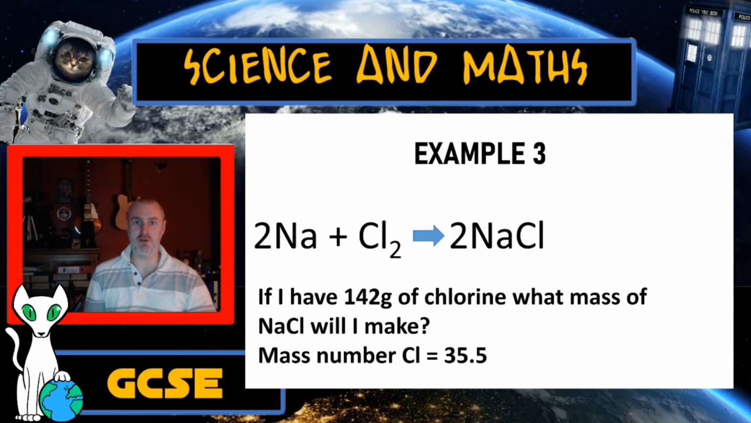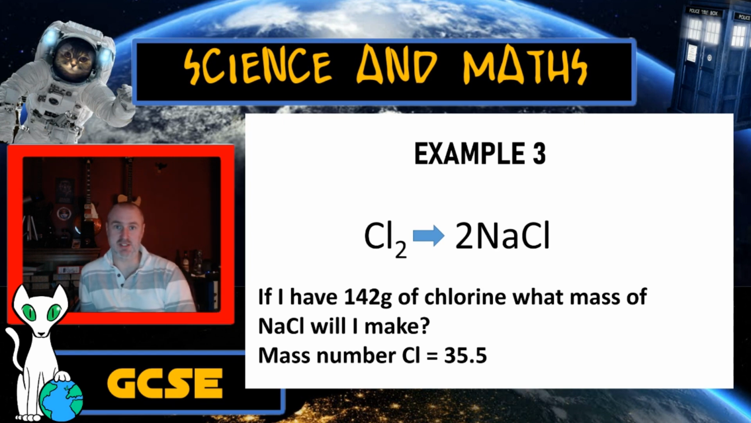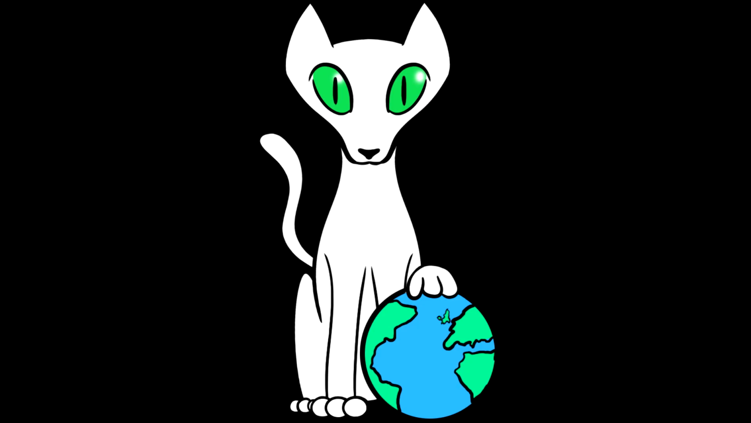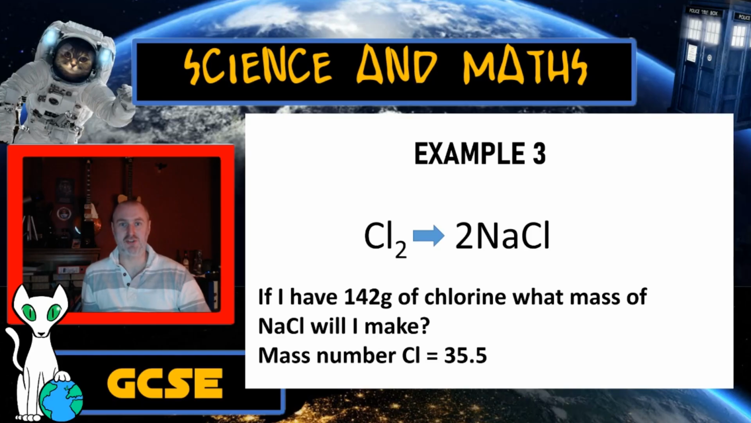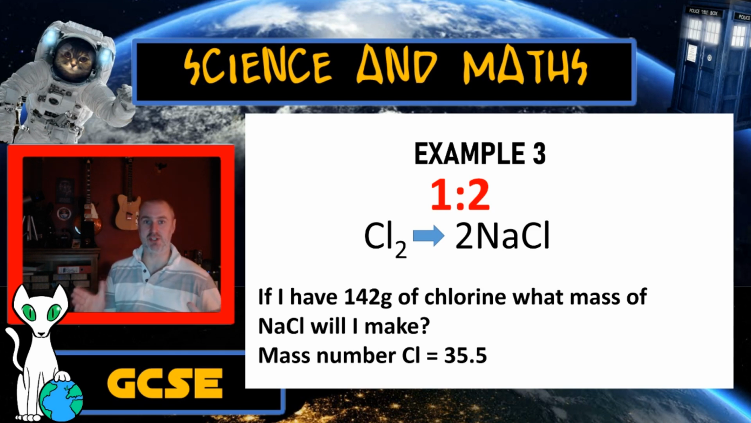Hopefully you could. Hopefully you remembered the first step is just to scribble off anything that isn't mentioned in the question. The only things mentioned in the question here are chlorine and sodium chloride. So everything else disappears. What was the second step? Ratio, ratio, ratio, ratio. That's right, the second step was to get the ratio.